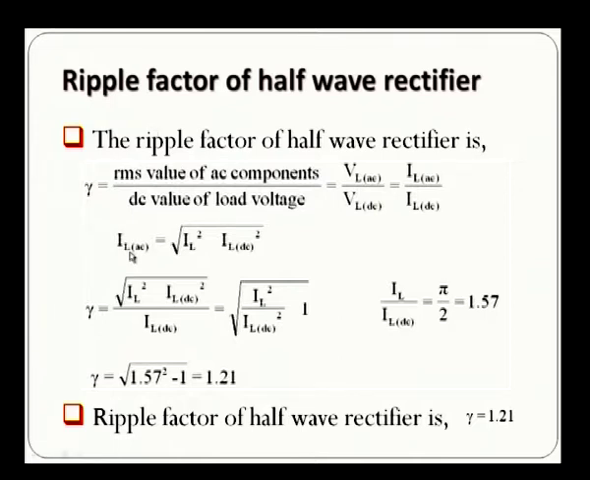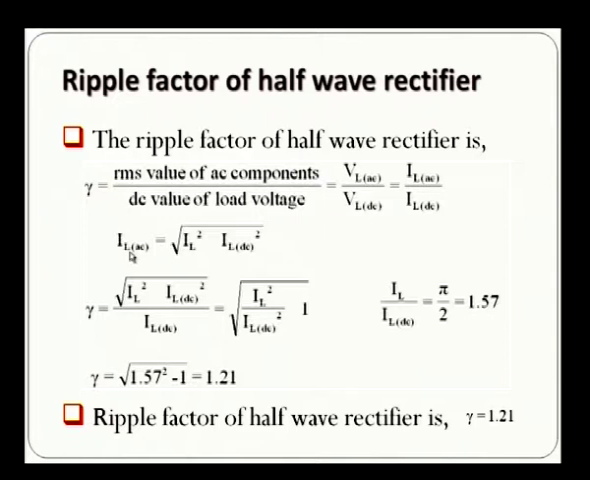Ripple factor of half wave rectifier, by definition it is denoted as gamma. By definition, it is RMS value of AC component divided by DC value of the load, and this is how we settle down with the ratios, either the voltage or the current we have to take. This is the AC current in the load, and these are some standard values that we have already got, and based on that we get the ripple factor as 1.21 for a half wave rectifier. It is a technical term normally used in the rectifier circuits.